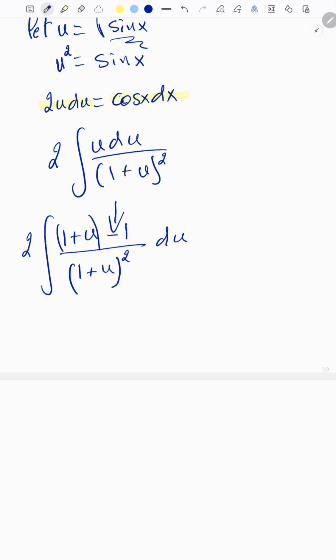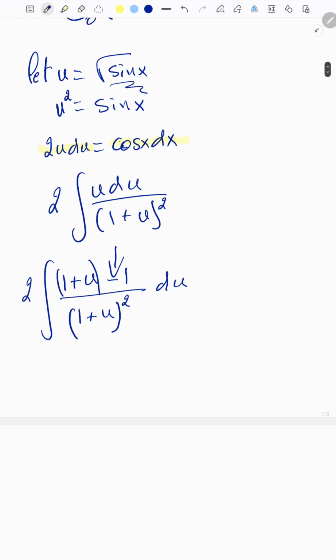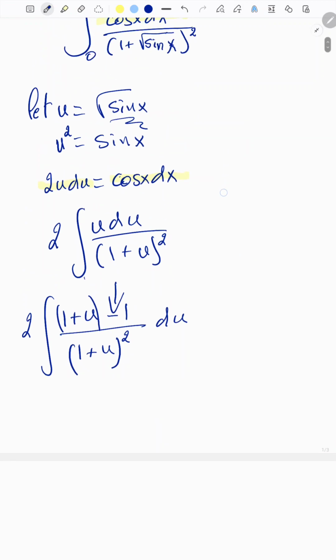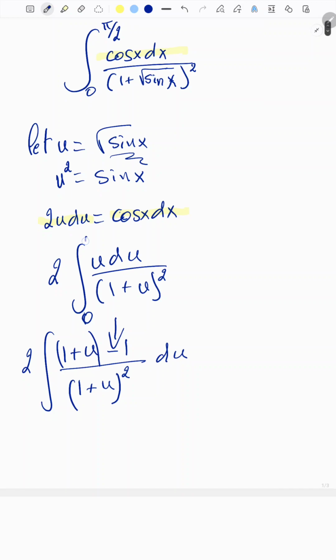Now, because of that minus here, I can split that integral into two integrals. But before doing that, I have to put the borders of my integral here. It used to be between 0 and pi over 2, and u is equal to square root of sine x. So square root of sine 0 is 0, because sine 0 is 0, and square root of 0 is 0, so it stays 0 here. And sine of pi over 2 is 1, and square root of 1 is 1, so it becomes 1 here. So my border is between 0 and 1.